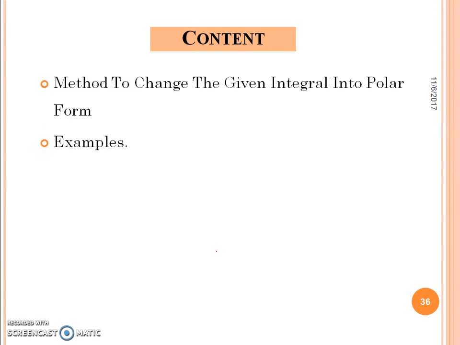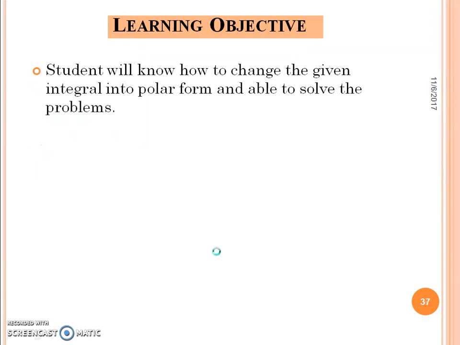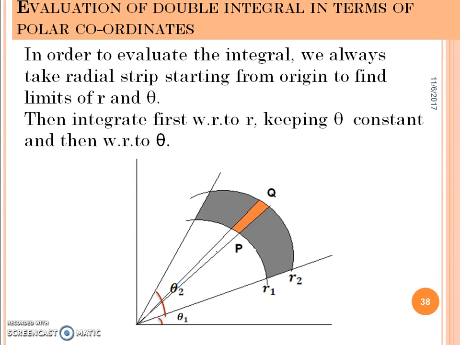Integration. In this lecture, we are going to discuss how to change double integration into the polar form, with an example on it. The main motive of this video is that students will know how to change the limits into polar form. In the last lecture, we already discussed how to solve integration in polar form. We always integrate with respect to r first and then with respect to theta. Here r is varying from r1 to r2 and theta is varying from theta1 to theta2.